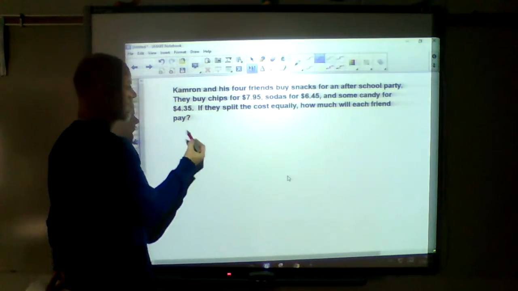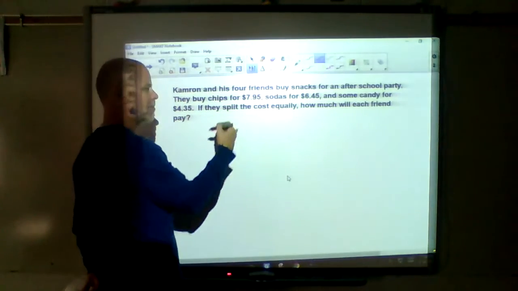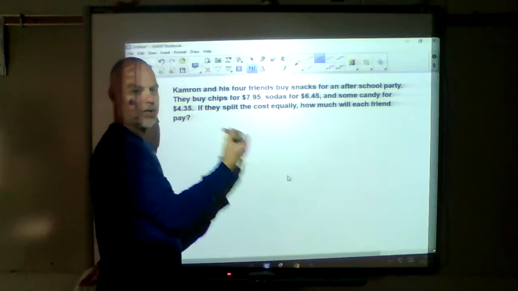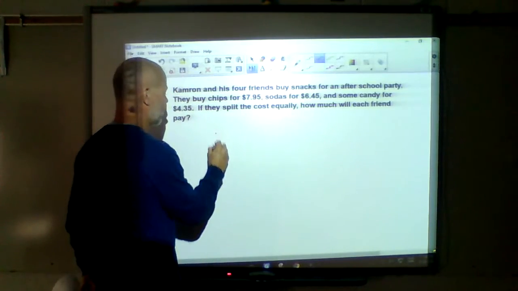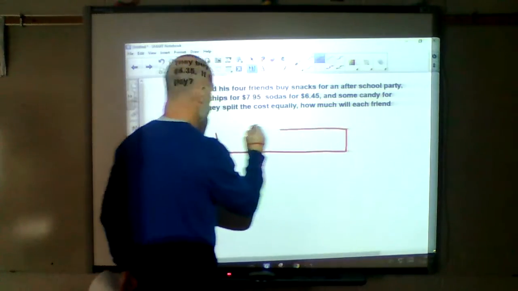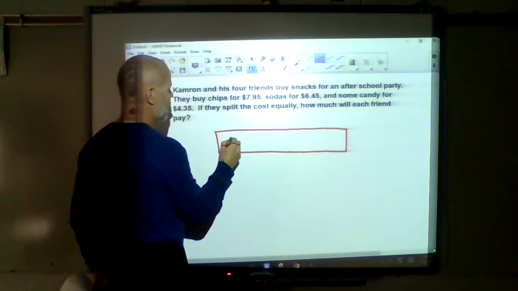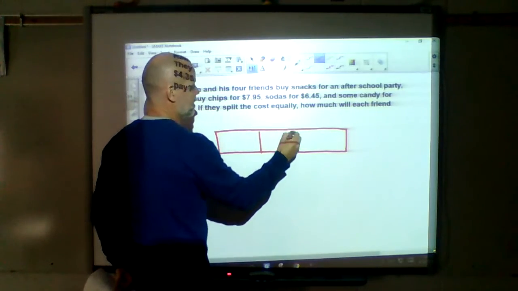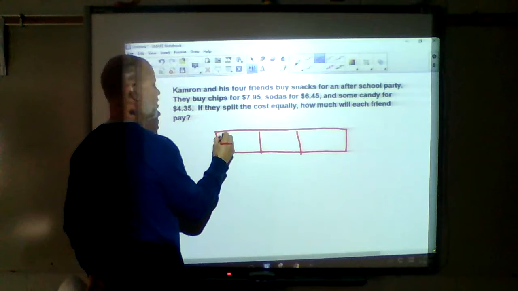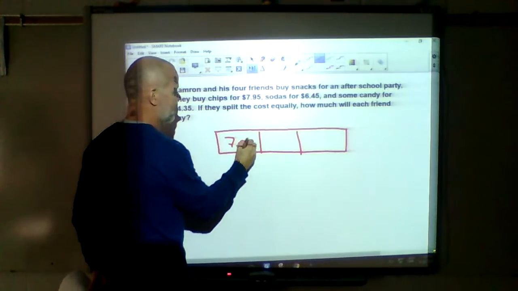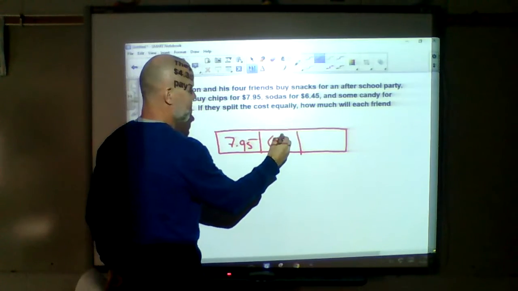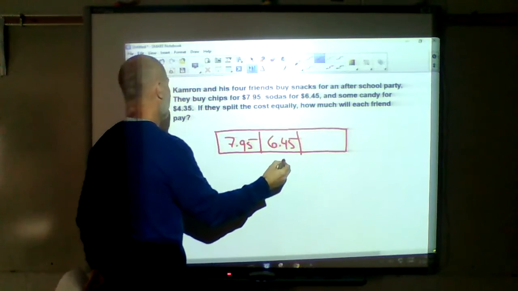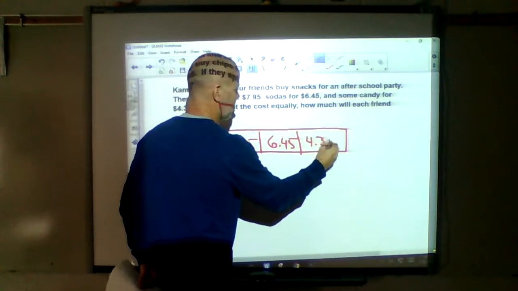Okay. So the first thing I need to know is, if they're going to split it equally, they have to know the total amount that they're going to split equally. So we're going to start that with a tape diagram. And I know they're buying chips, sodas, and candy. The chips were $7.95. Those sodas were $6.45. And the candy was $4.35.